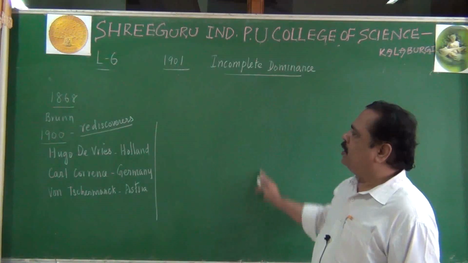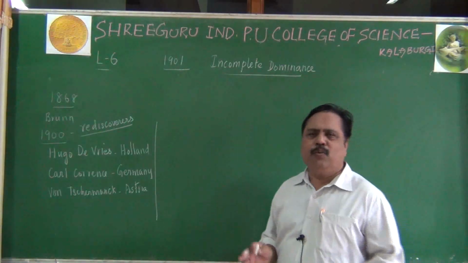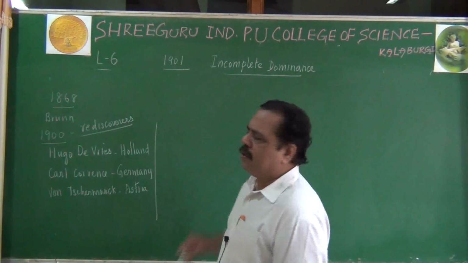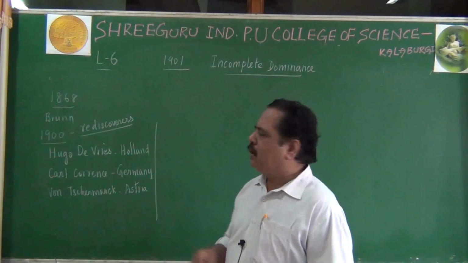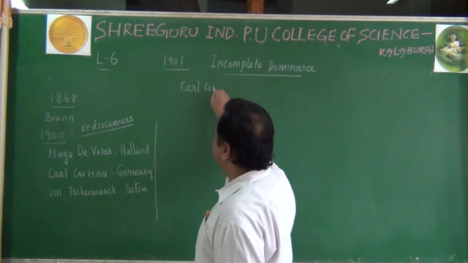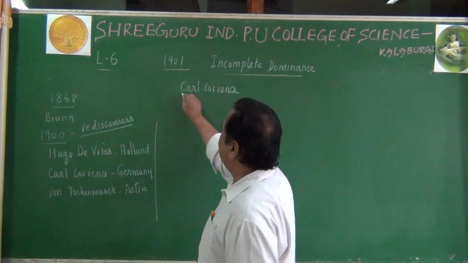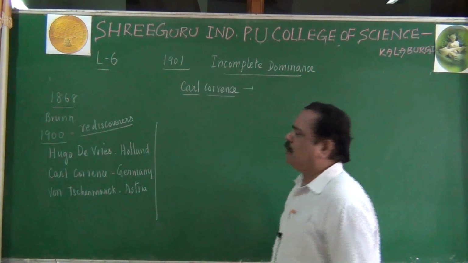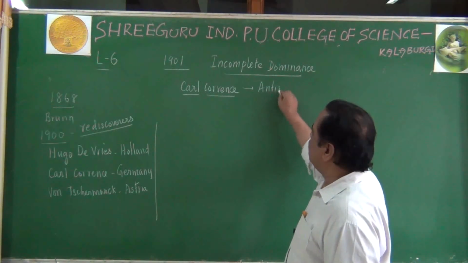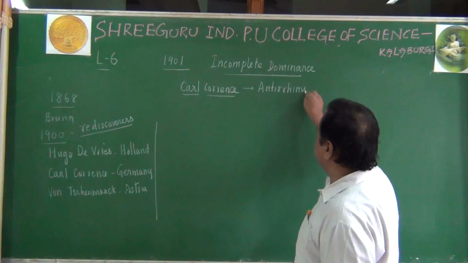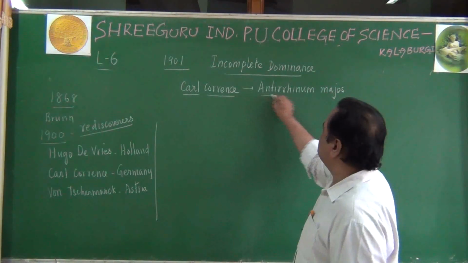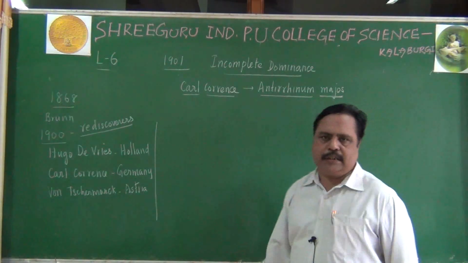What is that incomplete dominance? What are the experiments done? Who did that incomplete dominance? Everything we are going to see. It is another 3 mark question, sometimes it can be asked in 5 marks also. The same Karl Karens did some work in a plant called Antirrhinum majus. Antirrhinum majus is the name of the plant where Karl Karens did some monohybrid crossing.